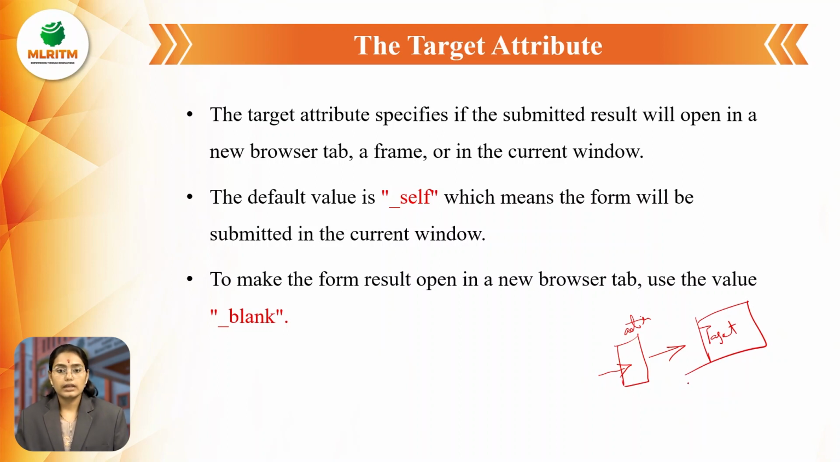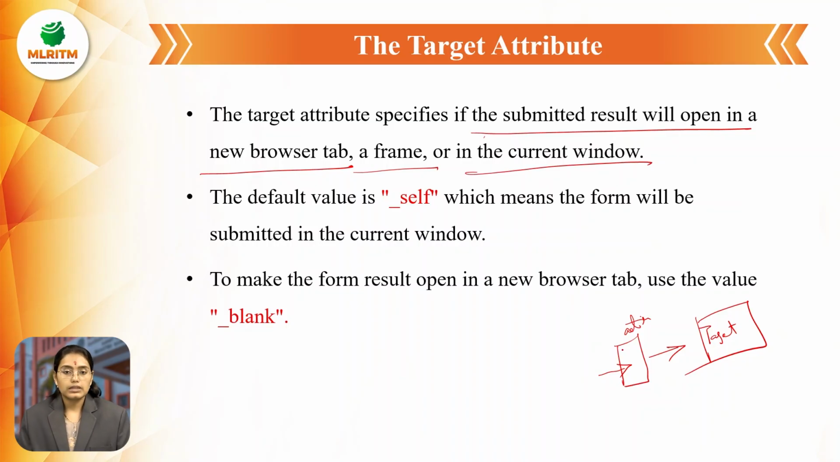What is a target attribute? The target attribute specifies whether the submitted result will open in a new browser tab, a frame, or in the current window. Whichever way the form result is opened, that is shown by the target attribute. The default value is _self, which means the form will be submitted in the current window.